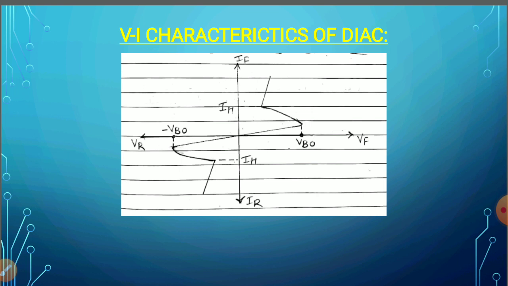I have shown a certain value of current called IH, that is the holding current, below which the diac enters into the off state. This is for the forward characteristics.